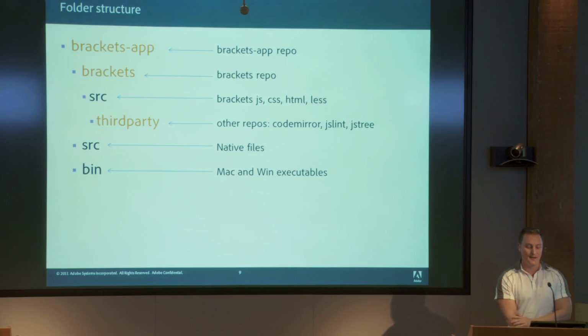Because I don't yet have all the brackets. And then I'll point out within brackets app, there's a source folder, got all my native files like C++, stuff like that. And then bin is where the actual executables are. And we are checking in the executables into the repo. So if you grab them, you don't need to build native code. The exe's there for you to double click on.